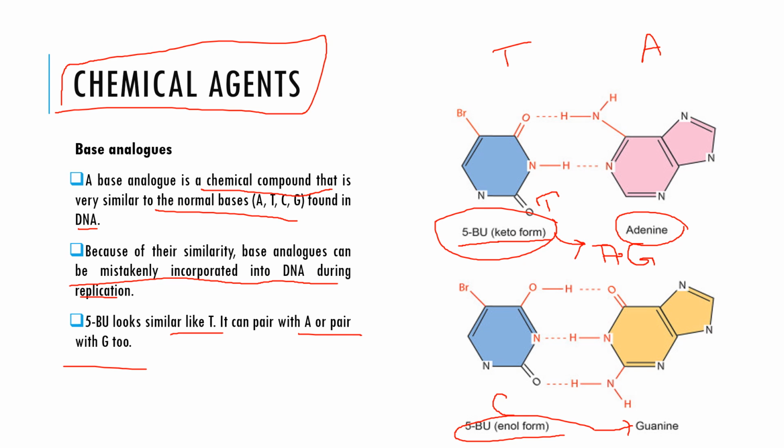Okay, so in chemical reagents, base analogues are chemical compounds that are very similar to normal bases. So they can be mistakenly incorporated into the DNA strand.